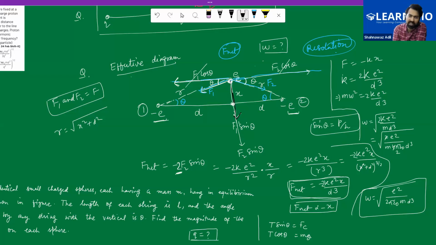Yeah, please look at the diagram. There are two forces, F1 sin theta and F2 sin theta, so it's 2F sin theta. That is why we are getting this 2. So that part we missed.